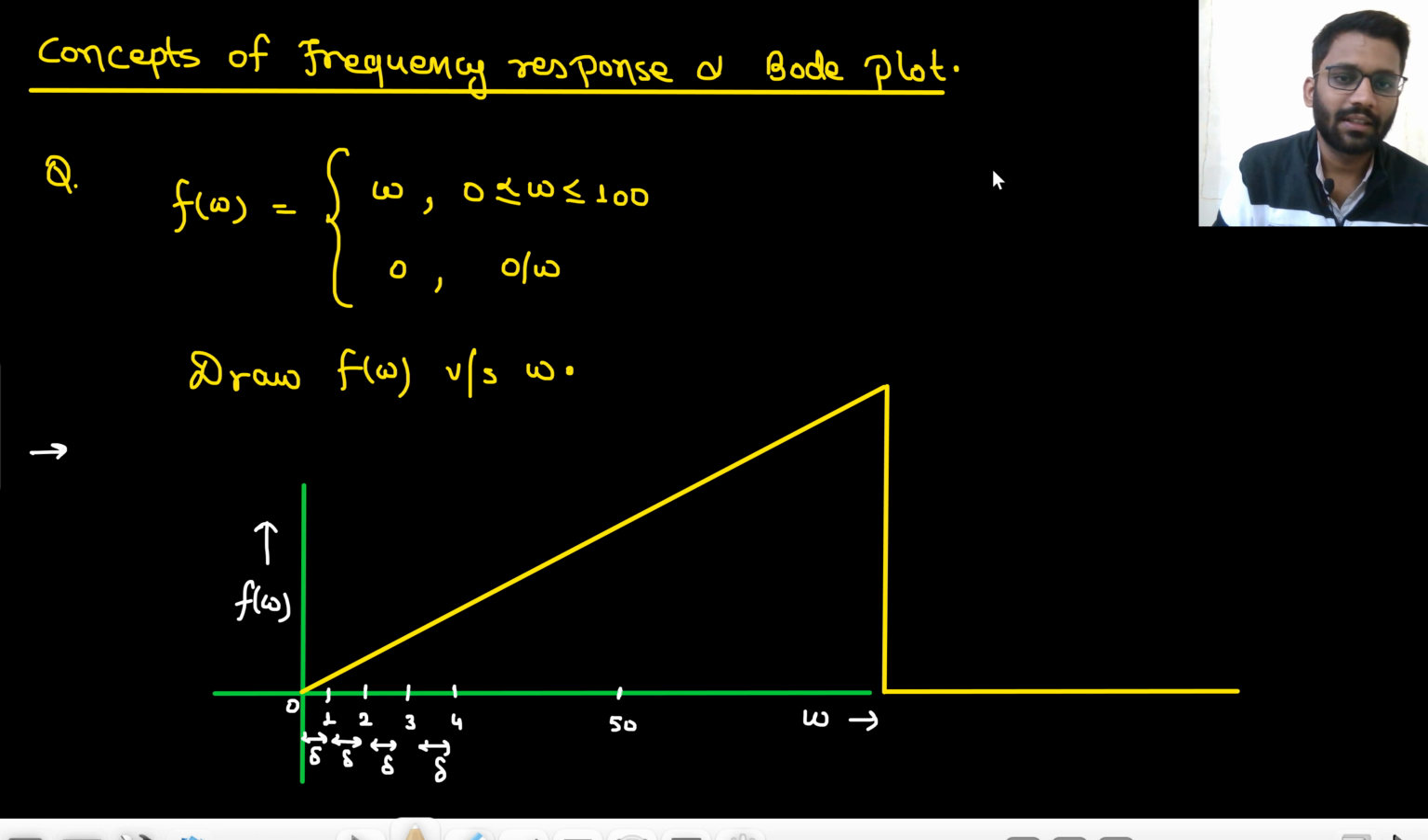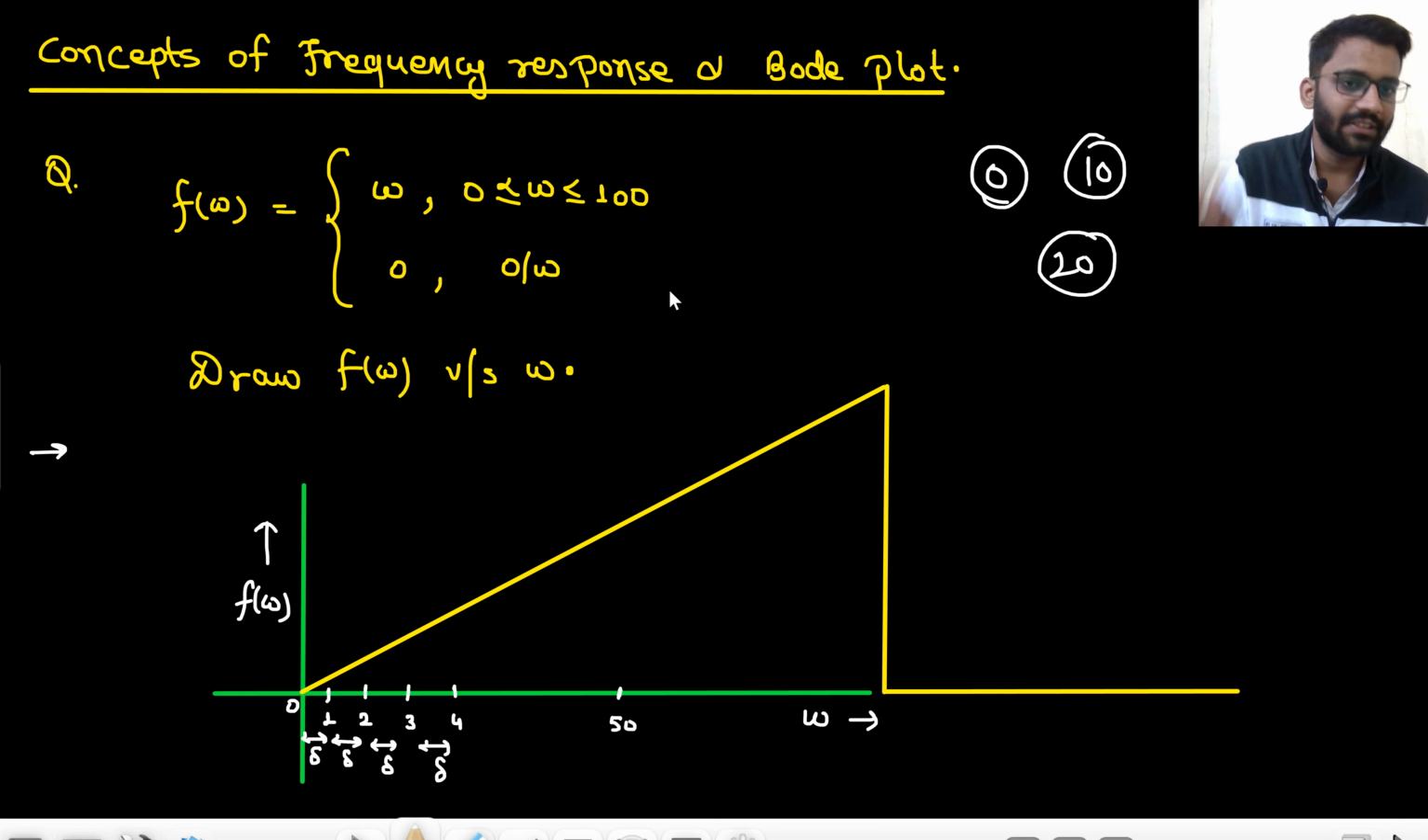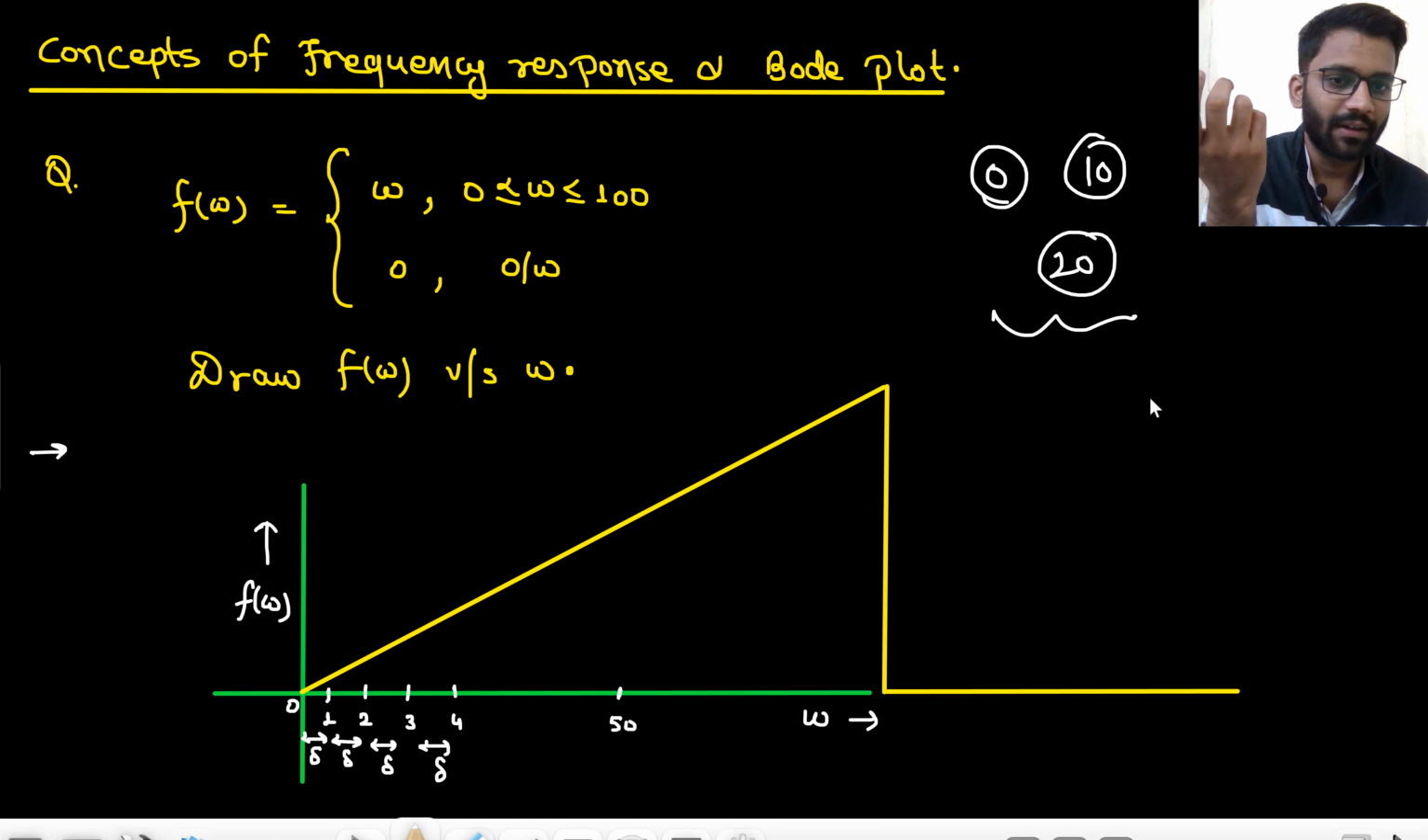Now you will say, sir, do it like this. The first point is 0, then the next point is 10, the next point is 20. Yeah, we can do it like this. But this graph is linear, so there is no problem doing it like this.